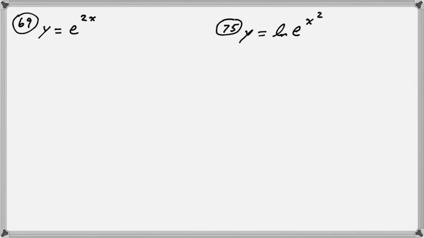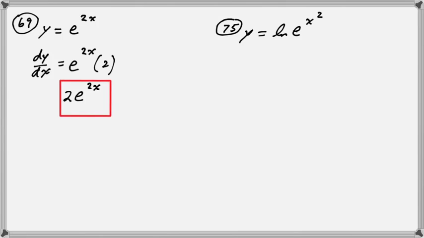Now on to 69. To find the derivative of e to a power, you're going to do e to the same power times the derivative of the power. So this would be the derivative for 69.